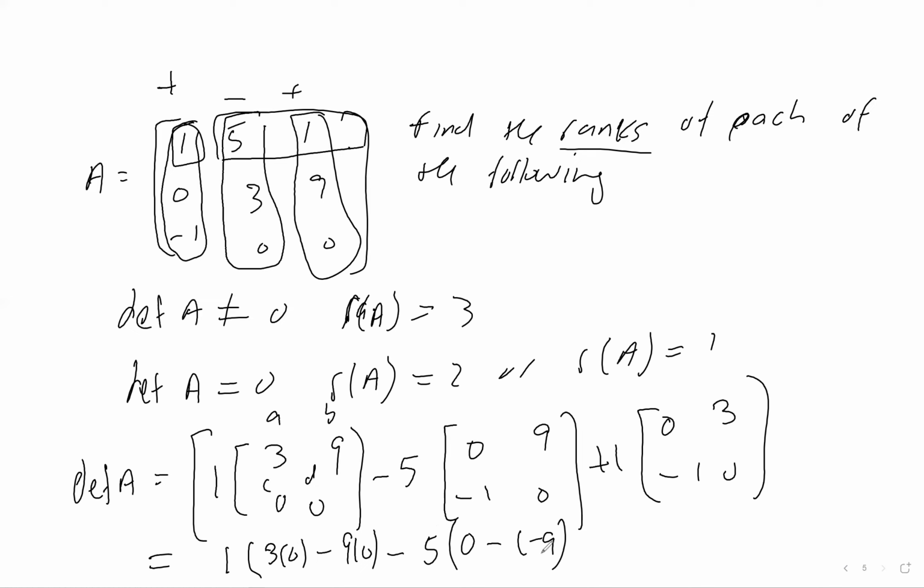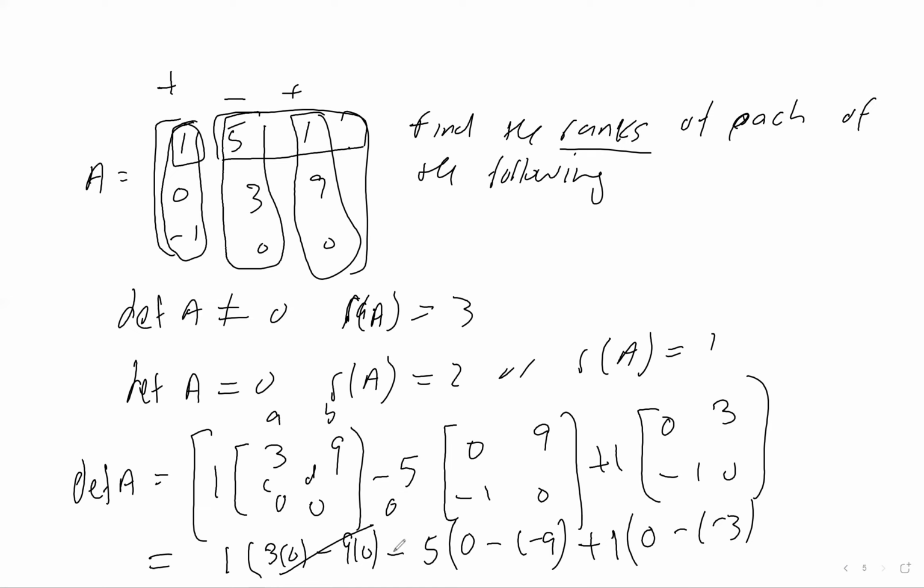Don't forget this one is -9 because it's very important. Then +1, and then you multiply. It is 0. 0 times 0 is 0. And then you minus -3. So when you do this one, this becomes 0. 0 times 1 is 0.